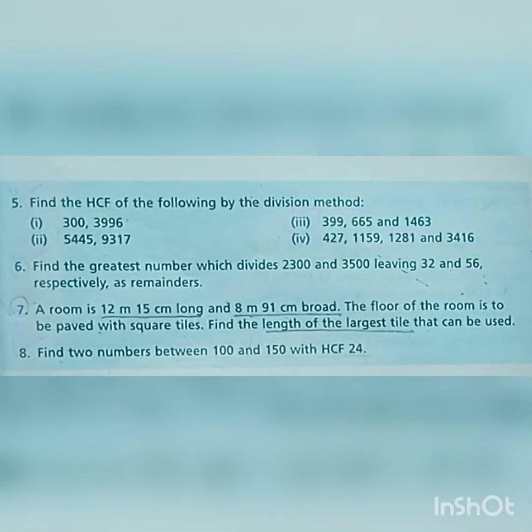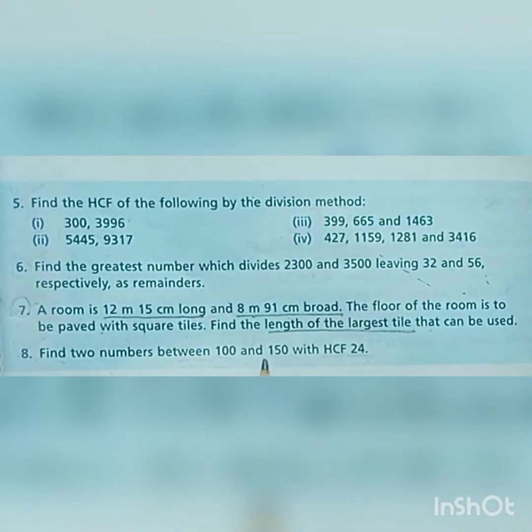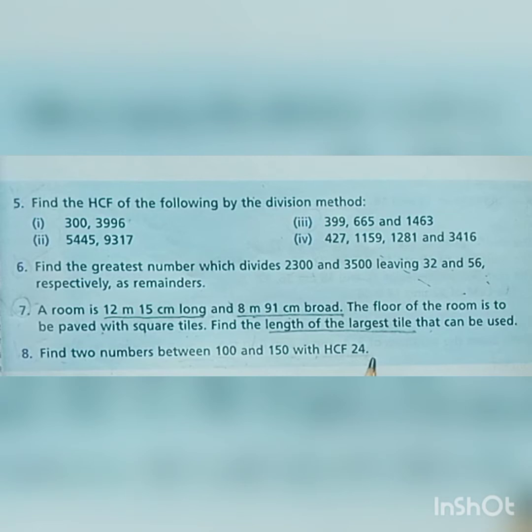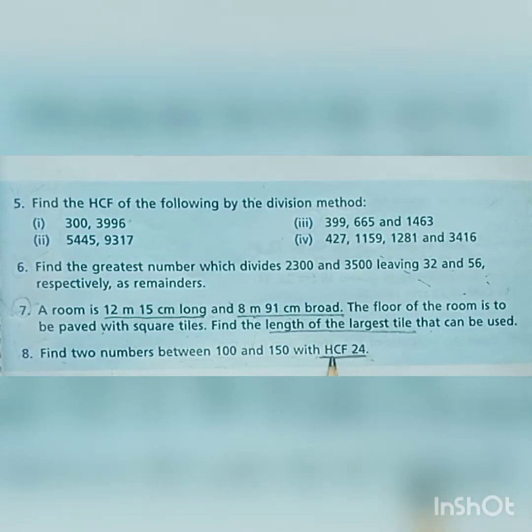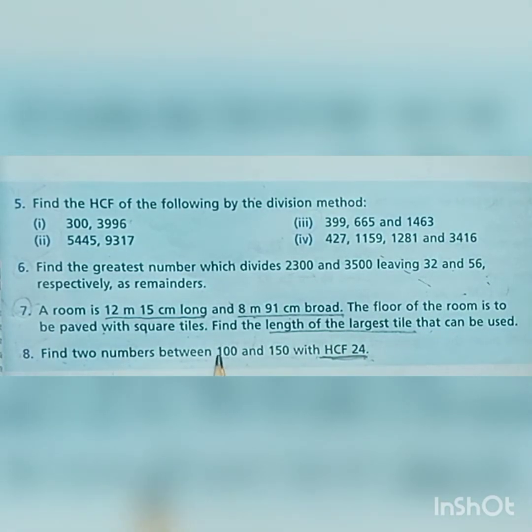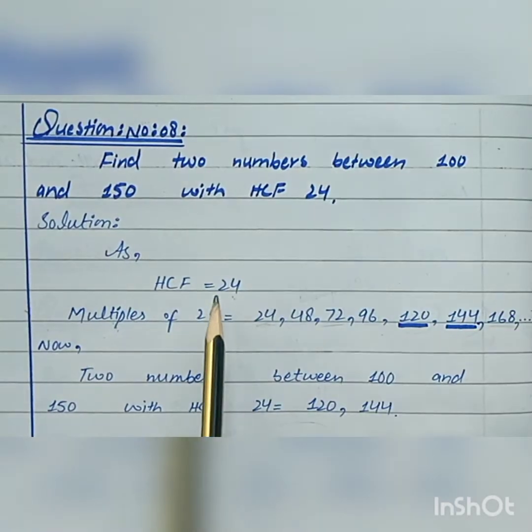Next question is question number 8. Find two numbers between 100 and 150 with the HCF 24. The HCF is 24. Students, you have HCF already, which is 24. You have to find only two numbers that are lying between 100 and 150, not less than 100 and not above 150. The given value of HCF is 24.